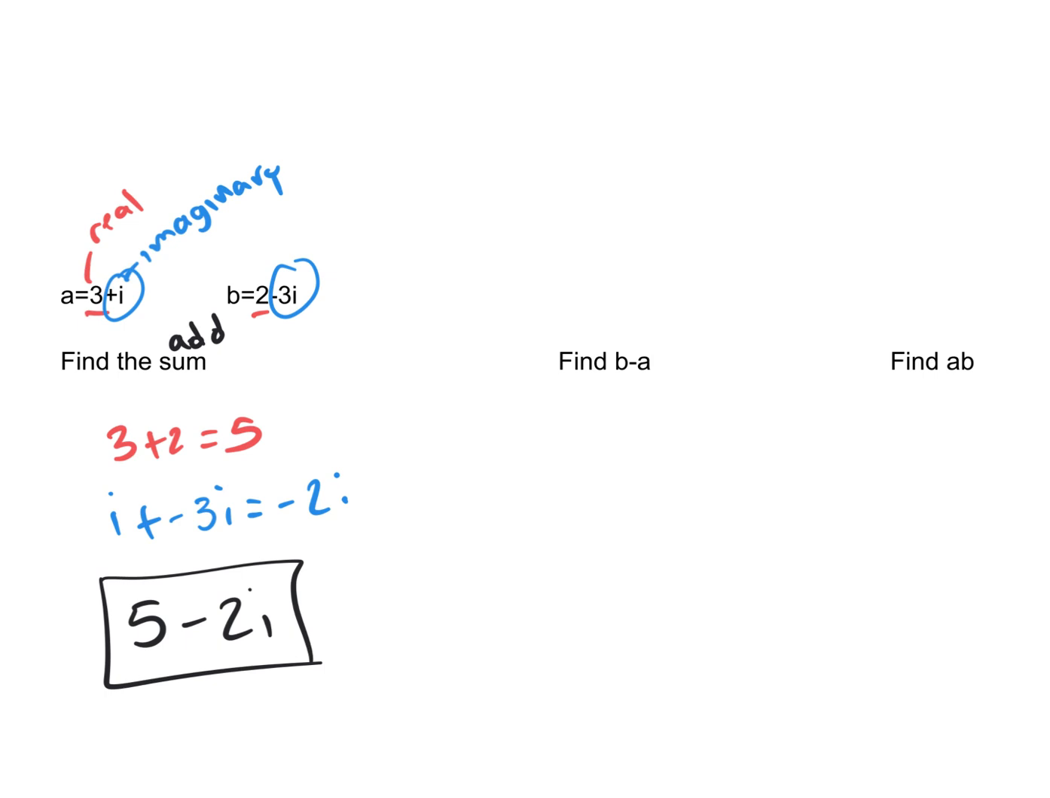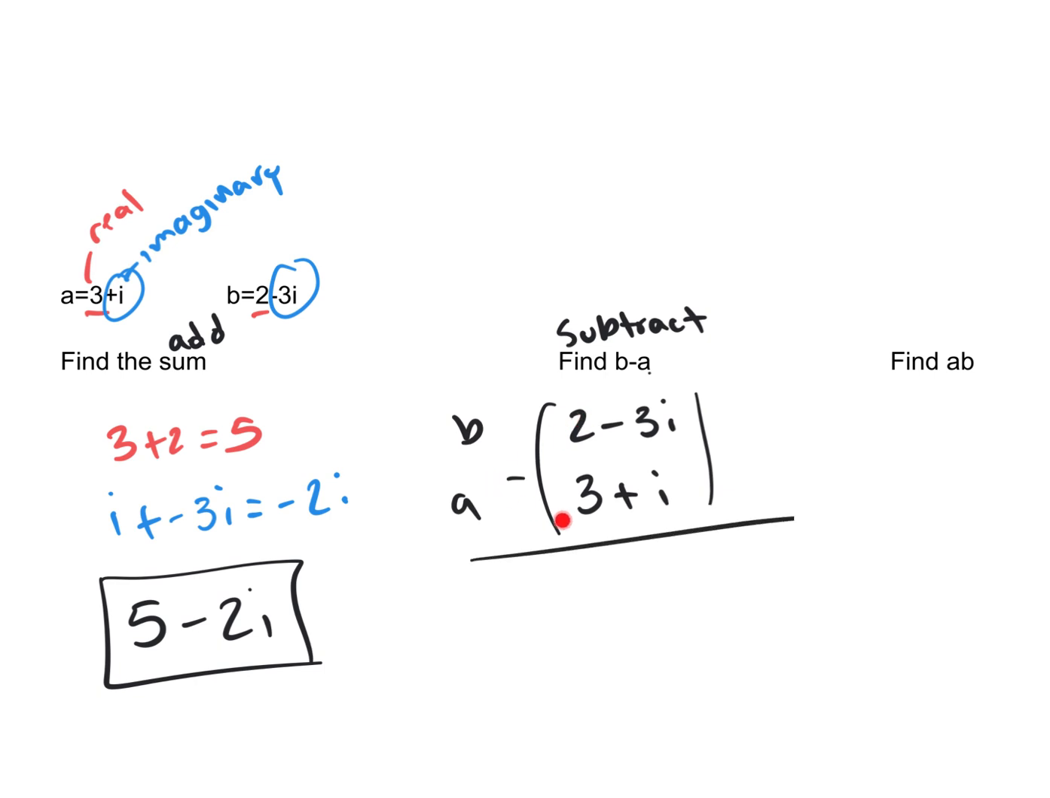So again, if they ask me to find b minus a, they're asking me to subtract. So I have b minus a. B was 2 minus 3i. A was 3 plus i. So if I subtract my numbers, I have 2 minus 3. And you're going to put that on decimals. 2 minus 3 is -1 for my real.